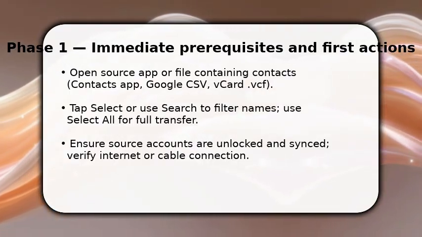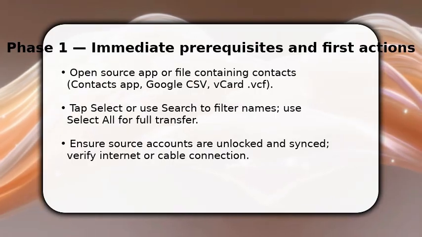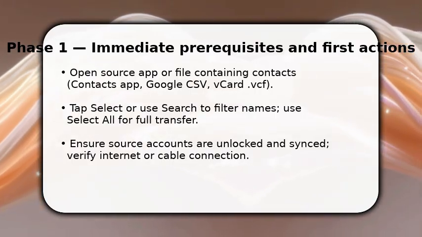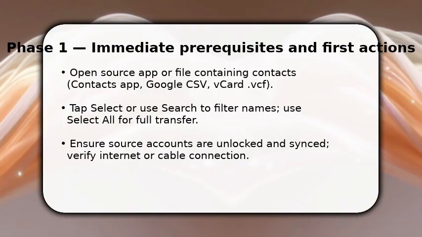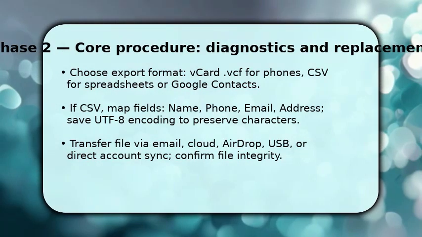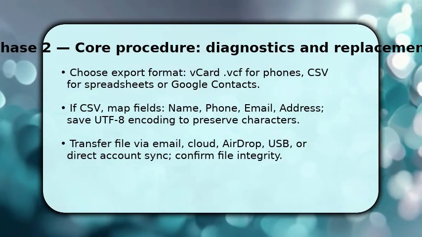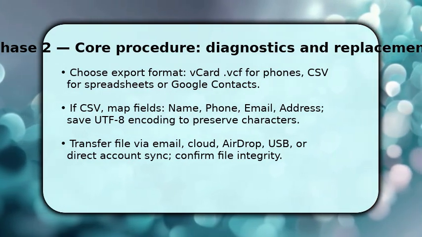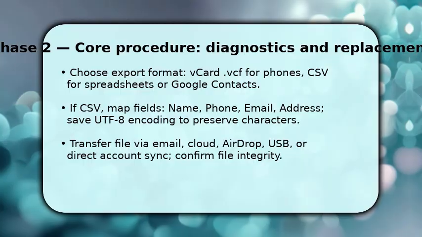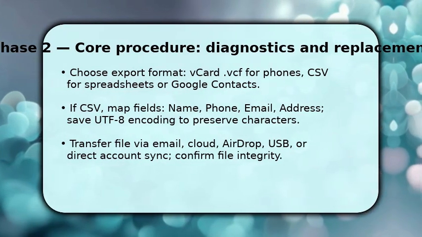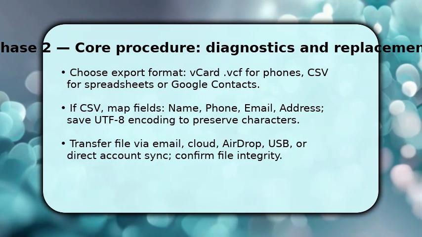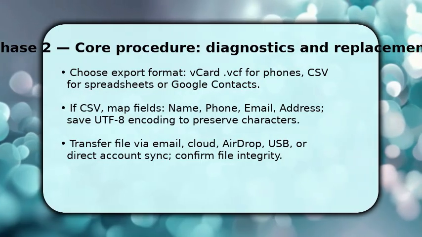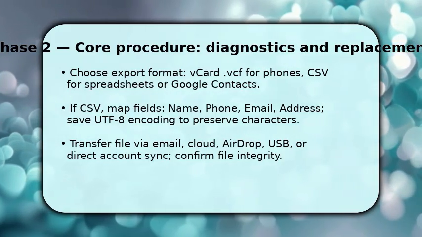You're doing this now to create a transferable file or selection, because a consistent export format prevents errors during import to the destination. Now export and prepare the actual file or share action. Pick vCard if you're moving between phones, or CSV when importing to Google Contacts or Excel. If you use CSV, map fields like name, phone, email, and set UTF-8 encoding so accents don't break.